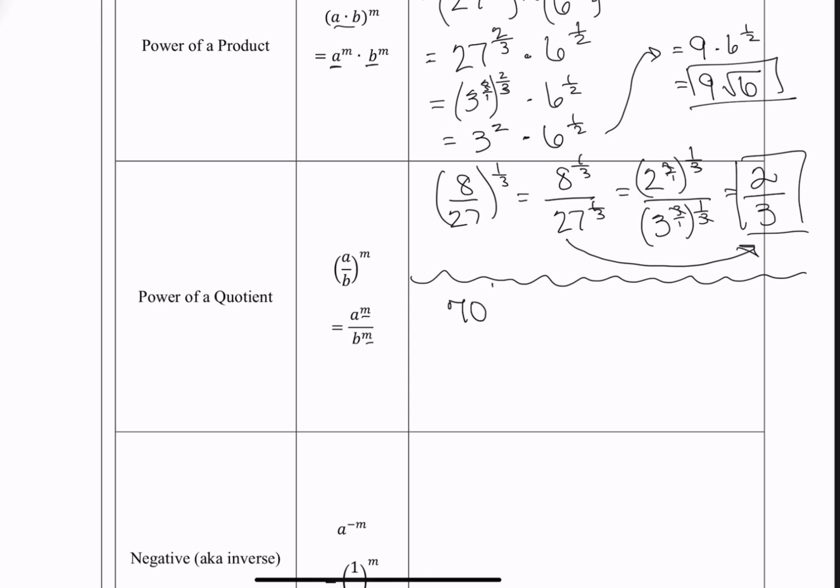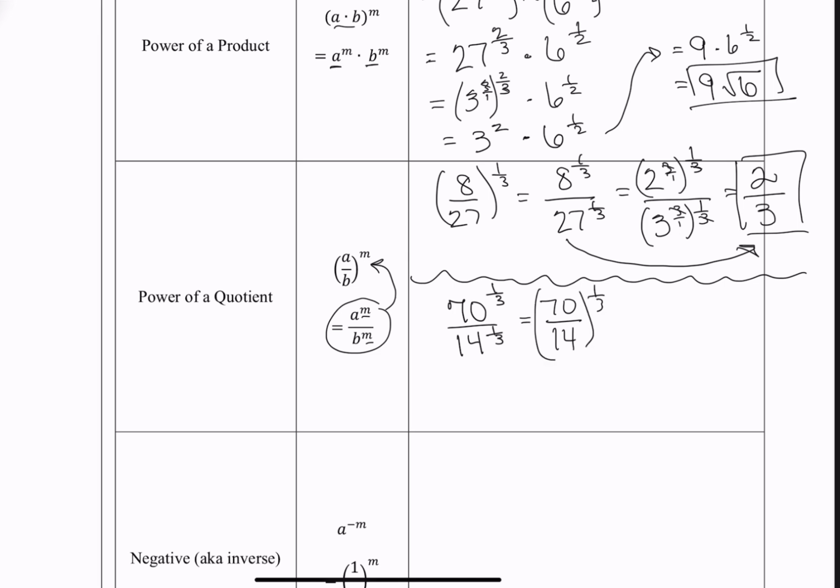Let's do 70 to the 1/3 divided by 14 to the 1/3. Well, I don't know if you know this or not, but 70 and 14 actually have a common factor of 14. So I'm actually going to go backwards. What I see here is this part of the power of a quotient property, and I'm going to work backwards to make it into 1 fraction raised to 1 power. So I could actually write this as 70 over 14 raised to the 1/3 power.